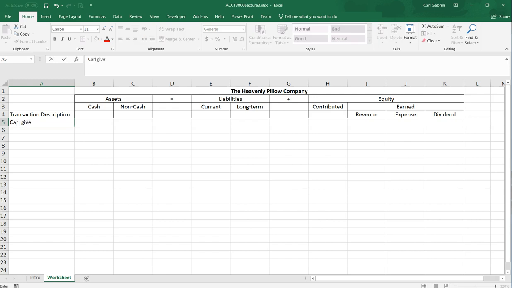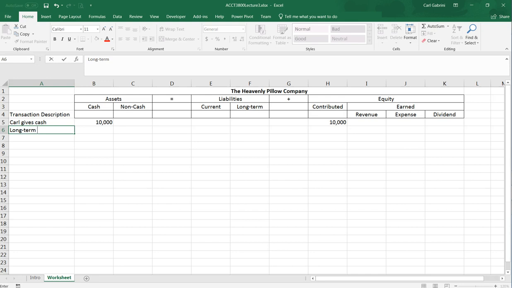So first thing, Carl gives cash to get this company started. So I give it $10,000 in cash. In return, I get $10,000 in equity, contributed capital. So both of these are positive numbers. We've increased the cash account and we have increased contributed capital. The equation is in balance. 10,000 equals 10,000.